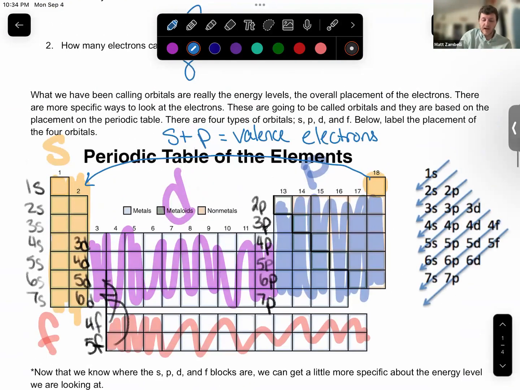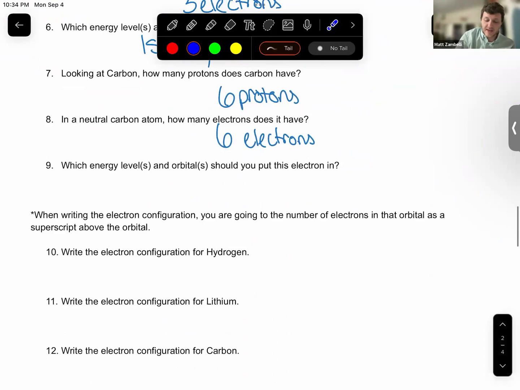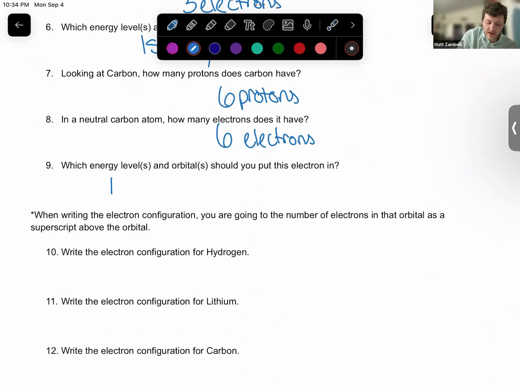The first 2, again, just like before, we start in our 1s. We start with our first 2 elements. We're going to make our way down to our 2s block and go through our next 2. Then we're going to go across to our 2p block where we're going to end at carbon. So we'll have 2 electrons in the 1s block, 2 electrons in the 2s block, and 2 electrons in the 2p block. So 1s will have 2, 2s will have 2, and 2p we're going to have 2.